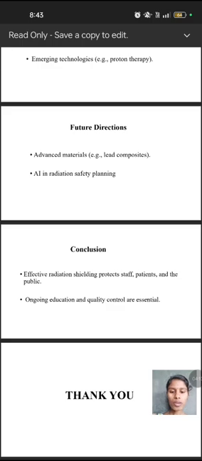The final conclusion is that effective radiation shielding protects staff, patients and the public. Ongoing education and quality control are essential.